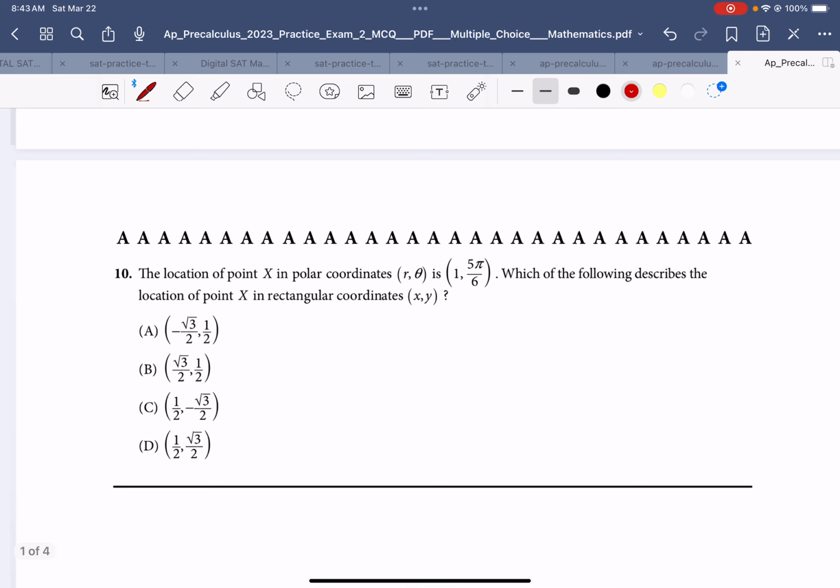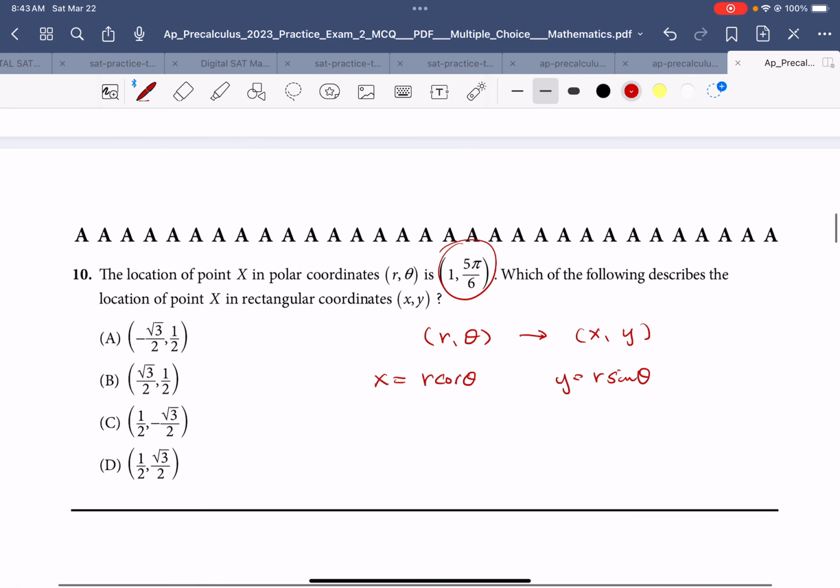Number 10, the location of point x in polar coordinates r, theta is like this. And which of the following describes the location of point x in rectangular coordinates? So how are you going to convert your r, theta into x, y? x is r cosine theta, and y is r sine theta. Okay, just memorize that, and this is r and theta. So when you plug it in, x is 1 times cosine 5 pi over 6, and your y value is 1 times sine 5 pi over 6.